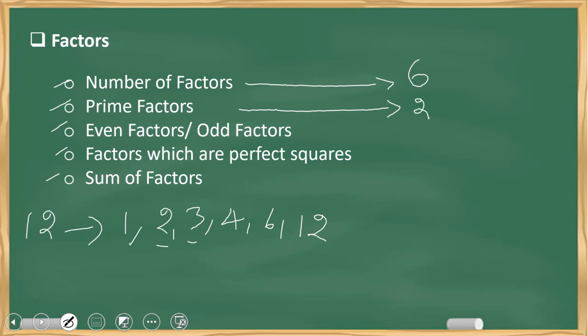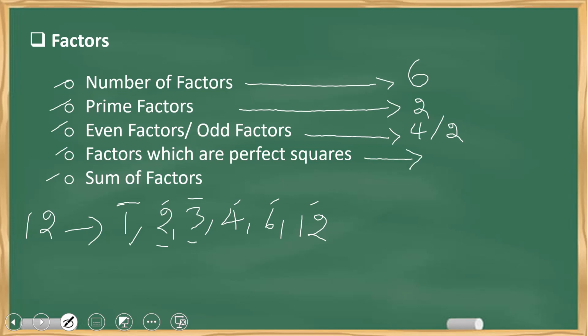Next, even and odd. First we find the even factors here: 2, 4, 6 and 12. So there are only 4 even factors. And how to find the odd factors? Either you can count from the given list of factors, or take total minus even factors. So I'll count here. This is 1 and 3. So there are only 2 odd factors.